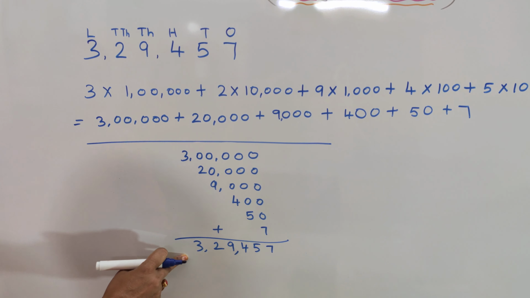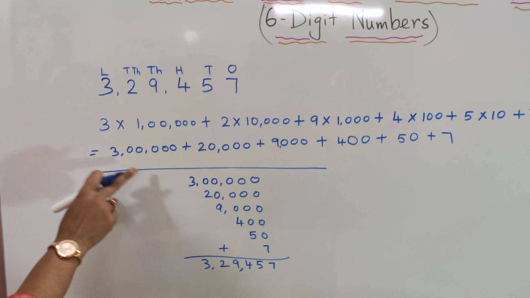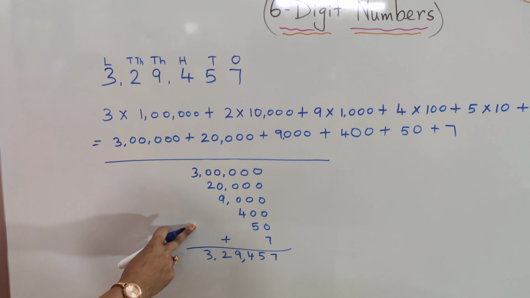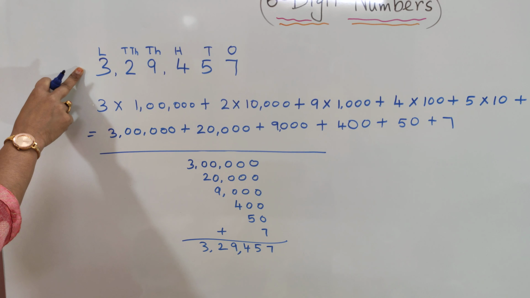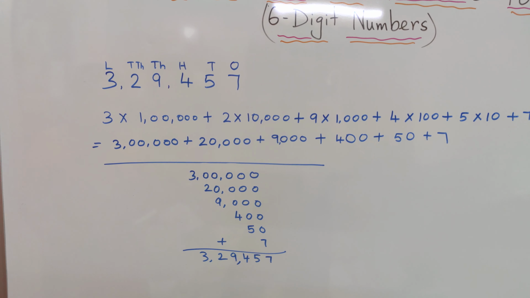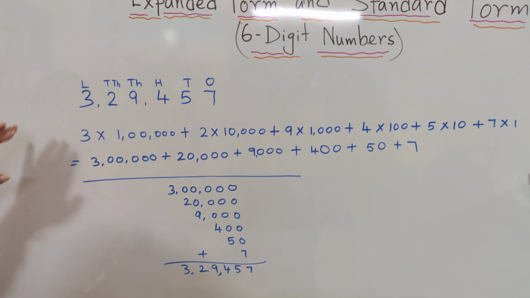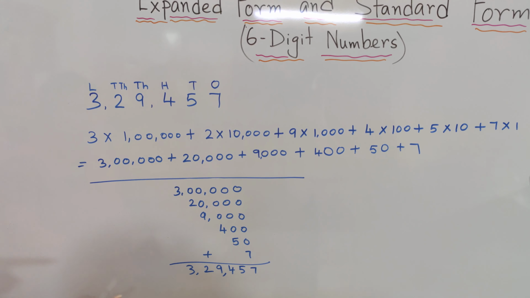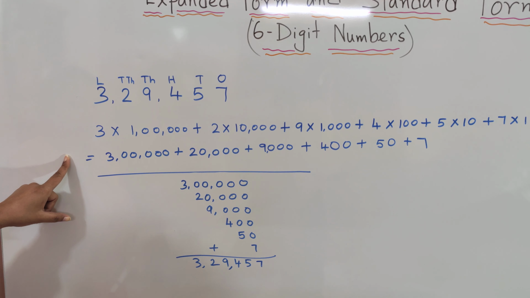So we again return back to the standard form of the number. So from the expanded form, if we add the expanded form, again we return back to the standard form of the number. The standard form is also known as the compact form or the short form of the number. So now we know how we get the standard form and how to do the expanded form.